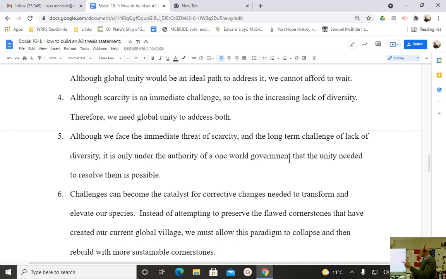And then another paragraph about instead of attempting to preserve our flawed cornerstones, we've created, so these are our flawed cornerstones, and now instead of fixing them, we need to let it collapse and rebuild with these new ones. Now that's an essay that you might be prepared to write sooner than later.